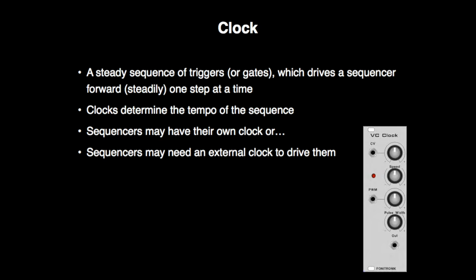Now, some sequencers will have their own clocks built in as part of the module. There'll be a knob or two relating just to the tempo, just to the clock speed. Some sequencers don't have a clock and might need some kind of external clock to drive them. In those cases, we can use an LFO and send a square wave to them. But as we'll see today, there are actually individual clock modules, which are a little simpler than an LFO and are just designed to send clocks, to send triggers to sequencers or other modules.